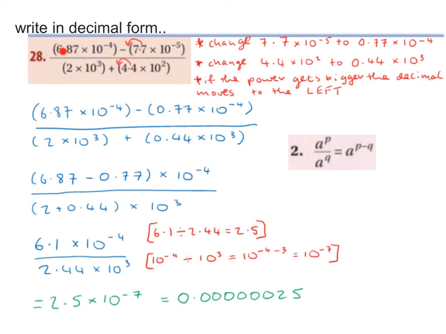So 6.87 times 10 to the power of minus 4 minus 7.7 times 10 to the power of minus 5, divided by 2 times 10 to the power of 3 plus 4.4 times 10 to the power of 2, will give us 0.000000025 in decimal form.